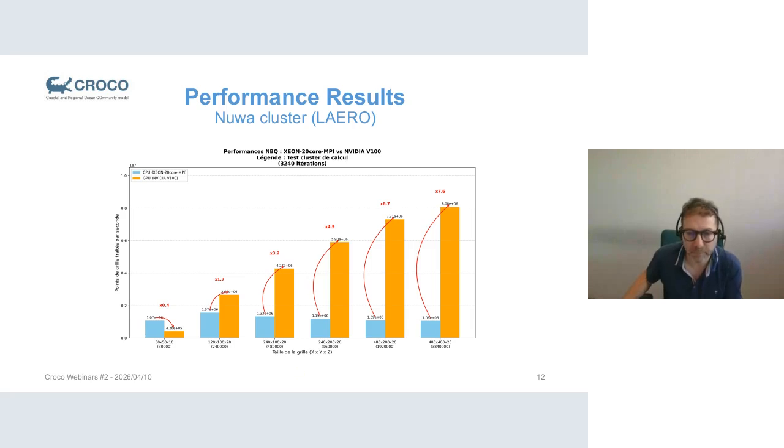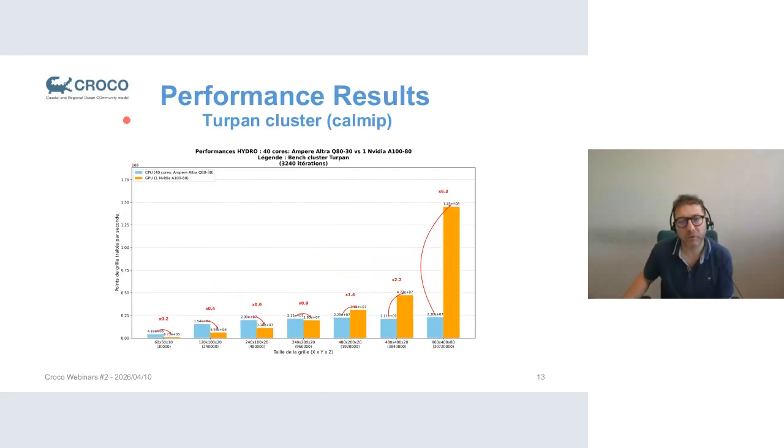The same graphic on the more recent cluster with a RISC processor and an NVIDIA A100. The difference is better, and we can achieve in a hydrostatic simulation about a factor 7 of acceleration. Again, we have to have a big grid for the GPU to be useful.